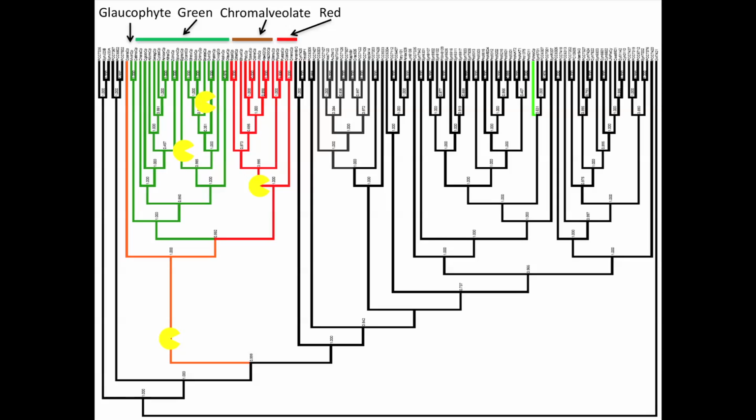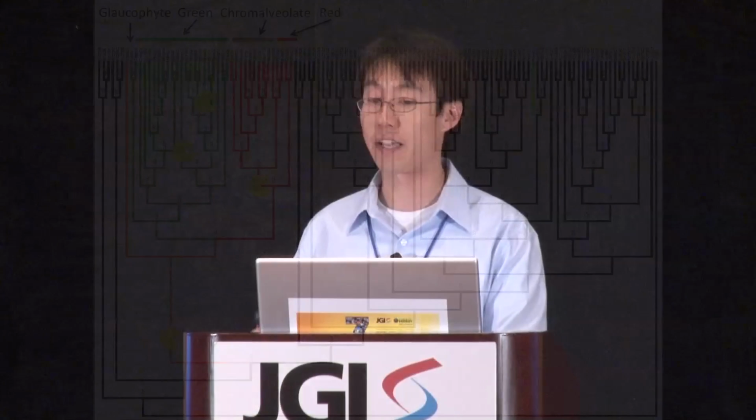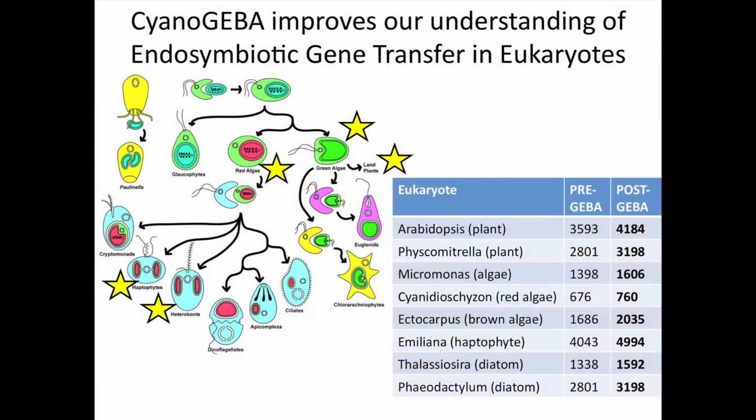So the next thing that we were interested in is, now that we have all these new cyano proteins, can we improve our understanding of endosymbiotic gene transfer? Endosymbiotic gene transfer is when genes from the original endosymbiont, or cyanobacteria, were transferred into the nuclear host genome.